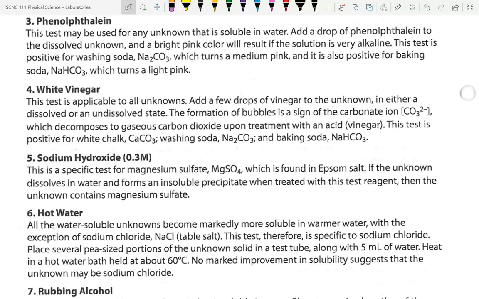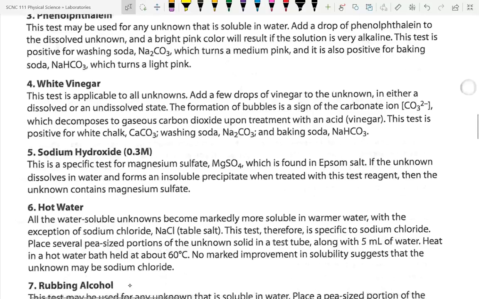You put that phenolphthalein in, and we'll learn later about acids and bases, but the phenolphthalein will change color based on the pH. And so that's the next test. It will either be bright pink if the solution is alkaline, or it will be a medium pink for one and light pink for the next. So you're going to judge the color with the phenolphthalein. And it tells you how acidic it is and helps you to separate your samples.